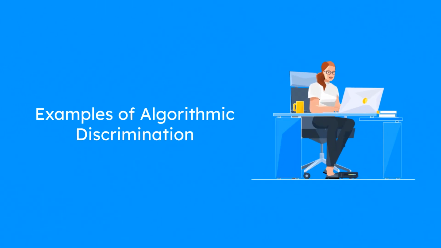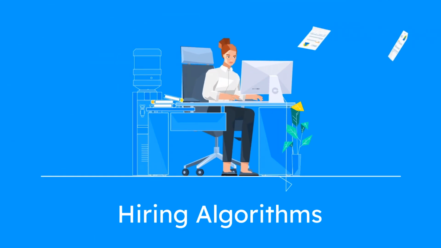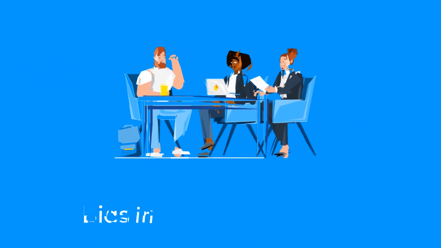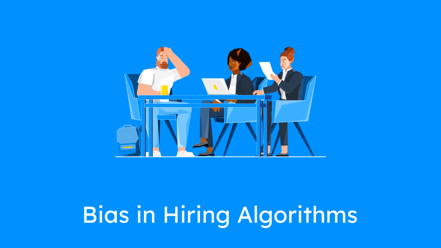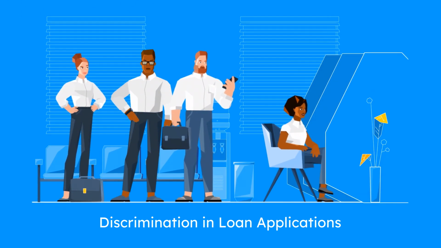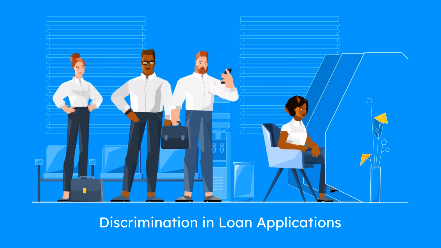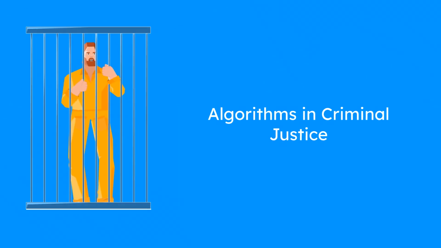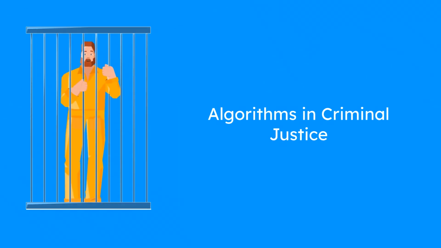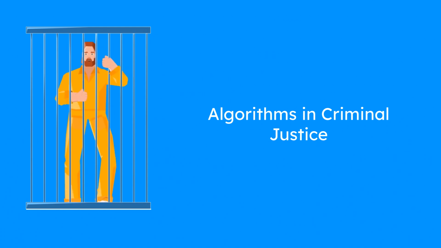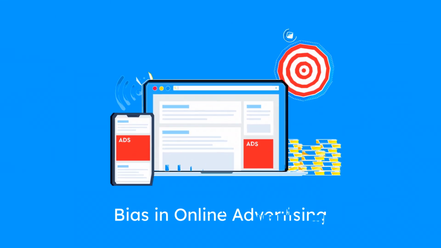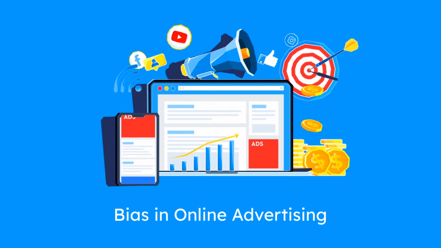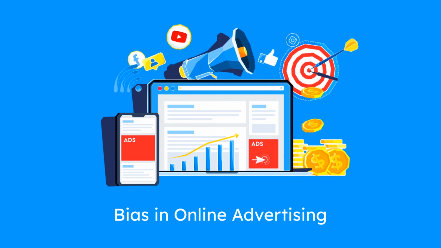Examples of algorithmic discrimination. Hiring algorithms. Some companies use AI-powered hiring tools to screen resumes and even conduct video interviews. If these algorithms are trained on data that reflects past hiring biases, they may discriminate against women or people of color. Loan applications. Algorithms used to assess creditworthiness can perpetuate existing financial inequalities by relying on data that disadvantages certain groups. Criminal justice. Algorithms used to predict recidivism can lead to biased sentencing and policing practices, disproportionately affecting certain communities. Online advertising. Algorithms used to target online ads can perpetuate stereotypes and reinforce biases by showing different ads to different demographic groups.